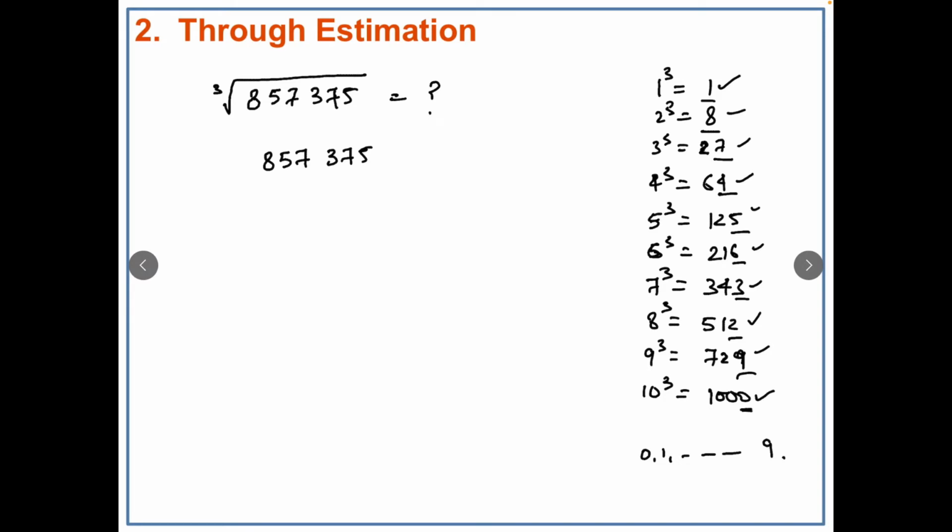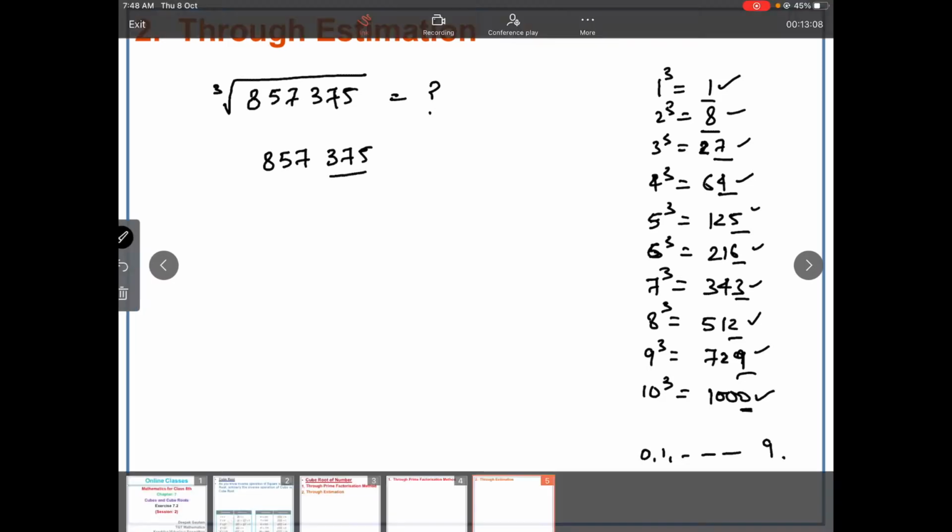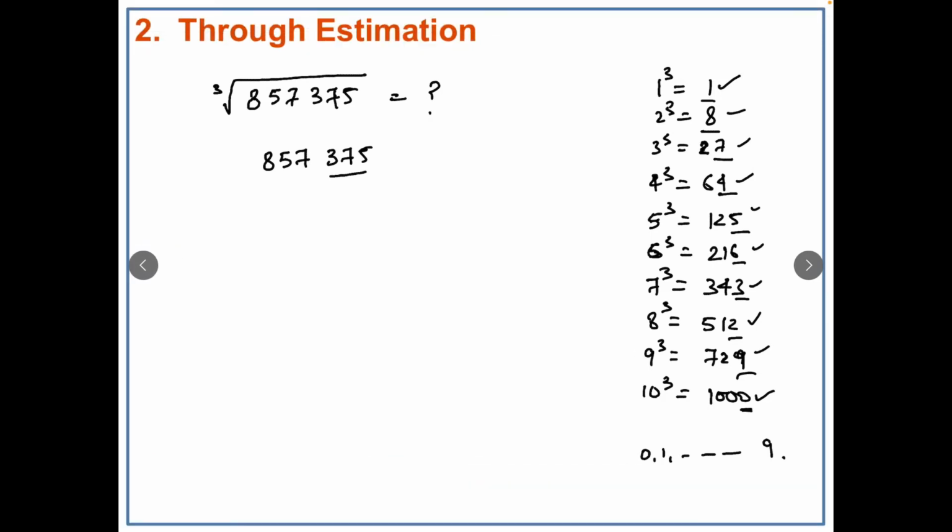Like we used to do in the division method of square root, there we were making pairs of numbers from the right hand side, but in the case of cube root we'll make triplets of the numbers from the right hand side. So we have one triplet of number 375 and another triplet of number 857. Okay, so we got two triplets here. If there are 4 digits, then we will have one triplet and then a single digit. If we have 5 digits, then we will have one triplet and 2 digits. In this case we have two triplets, and we'll see both triplets separately.